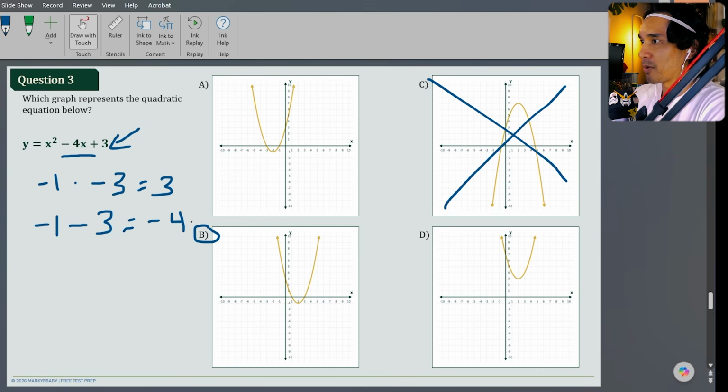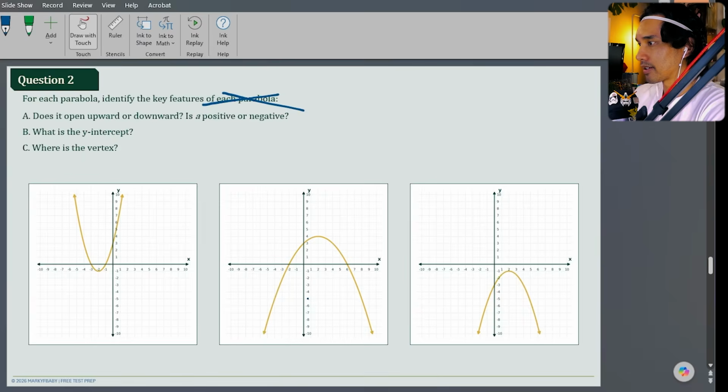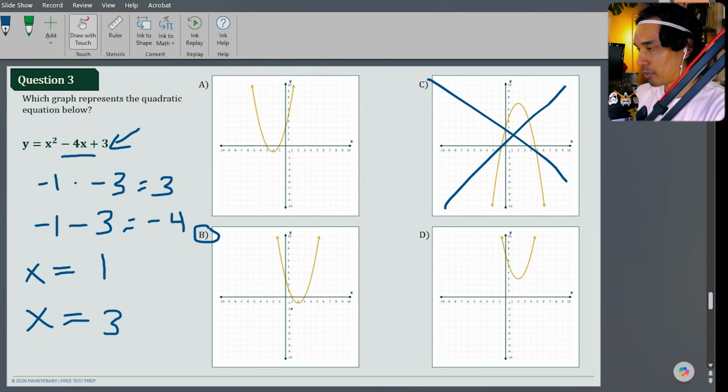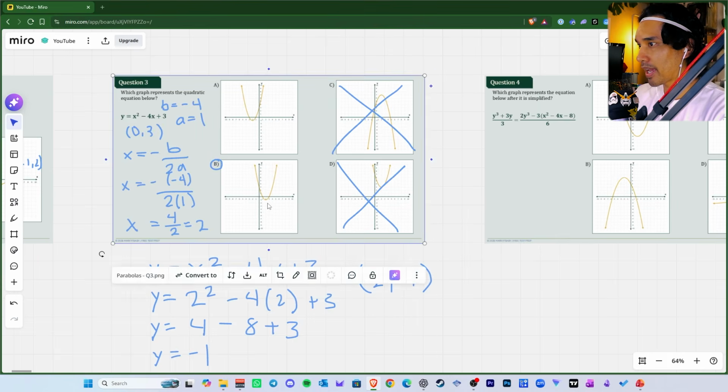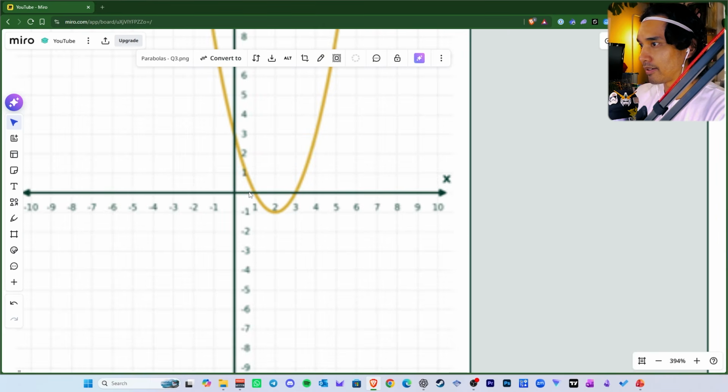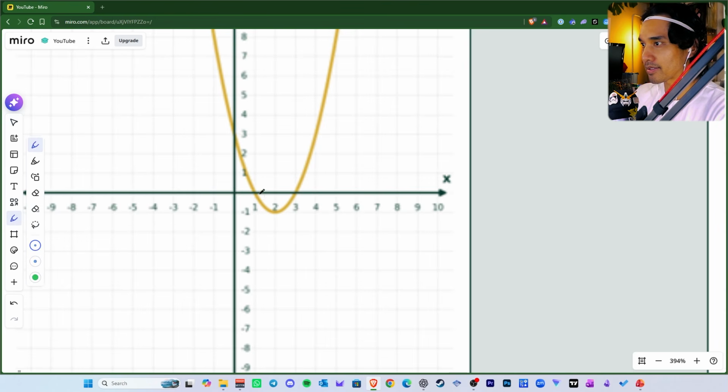Okay. So yes, these are my x-intercepts. My x-intercepts are x equals 1, and then x is equal to 3, okay? Because if we look here on our graph, let me just go back to my Miro board, and then we have our x right here. These are the 2 points where the parabola crosses the x-axis, right here and right here, okay? Giving me x equals 1 and x equals 3.